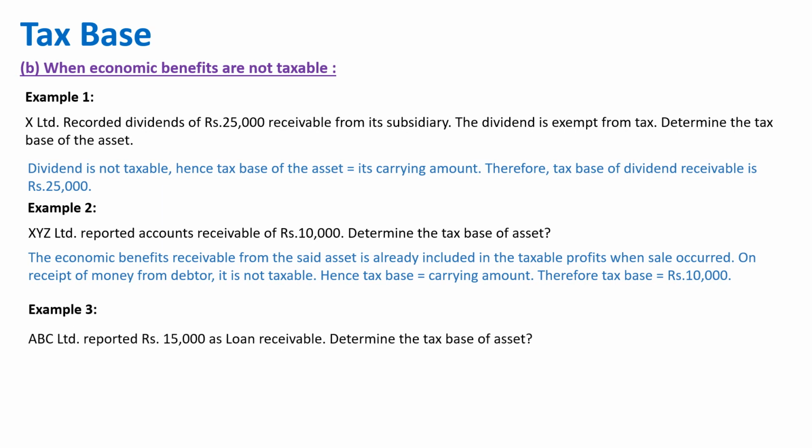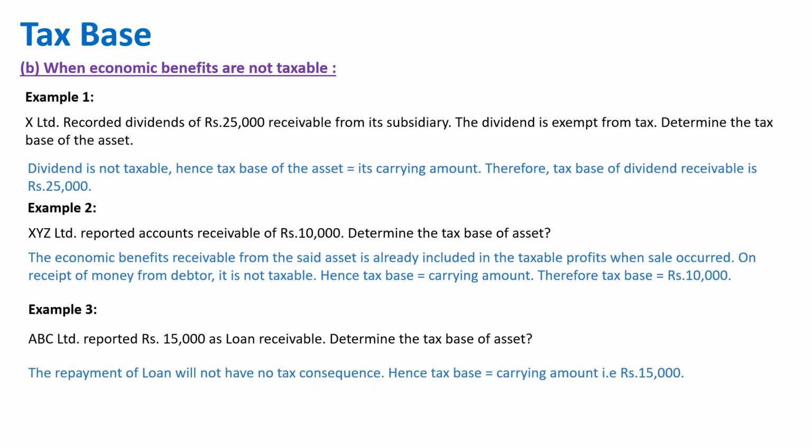ABC Limited reported rupees 15,000 as loan receivable. Determine the tax base of the asset. The repayment of loan will not have any tax consequences. Hence, tax base equal to carrying amount of rupees 15,000.